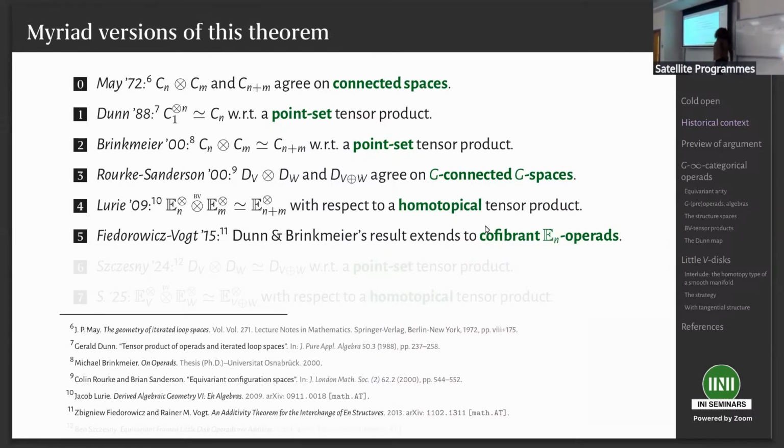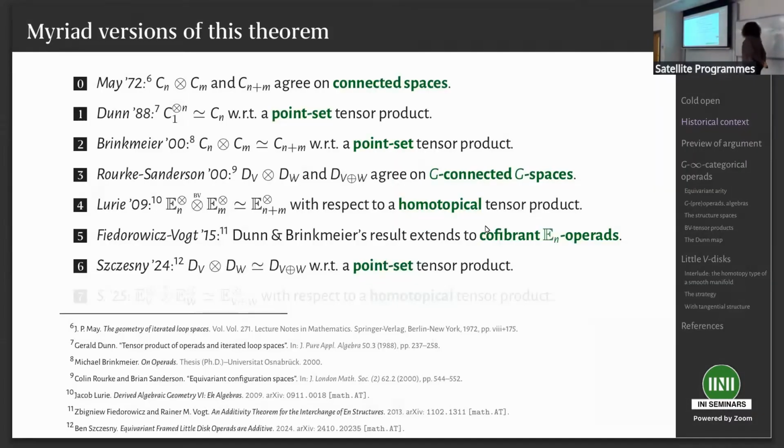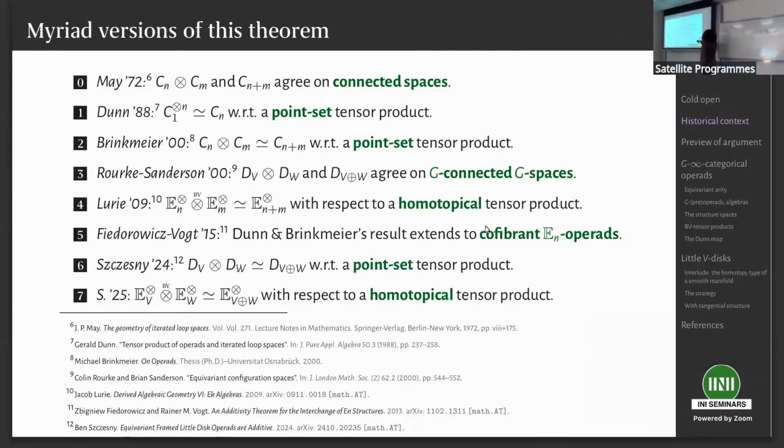And this suggests an additivity theorem in the point-set world, which was proved, or at least put on the arXiv, last year by Ben Chesney, which is equivariantly about the strength of Dunn and Brinkmeier's proof. And the end of this history so far is that there's a draft on my website for Lurie's version. That's the history.